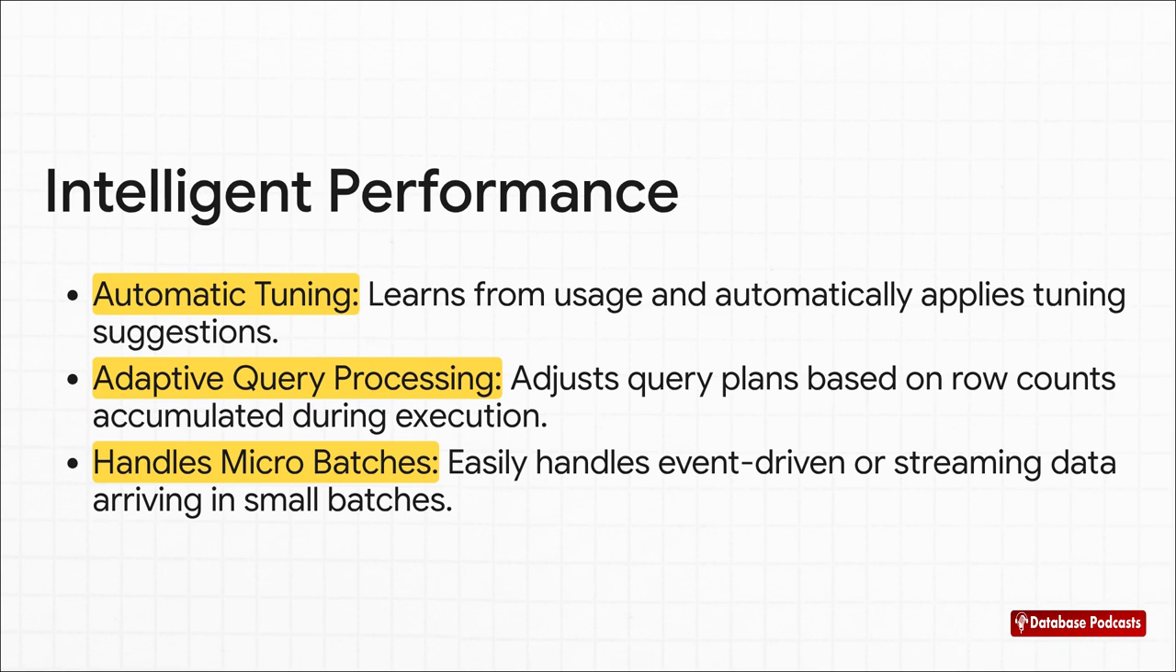You've got automatic tuning, which is basically an AI database admin giving you tips on how to make things faster. There's adaptive query processing, which literally changes its game plan in the middle of a query if it sees a better way. Plus, it's amazing at handling lots of little, frequent data updates. We call them micro batches. Synapse, on the other hand, really wants you to load data in huge, infrequent chunks.